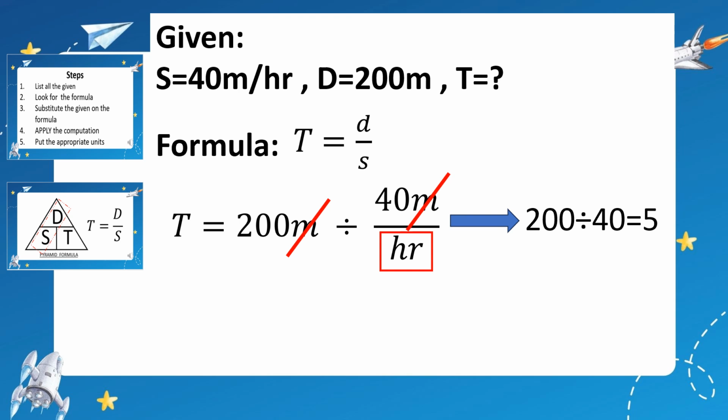So for the number 5, the time would be 5 hours. For the appropriate unit for the time, we're just using the remaining unit, which is the hour. So the answer for math problem number 1 is equal to 5 hours. Okay?